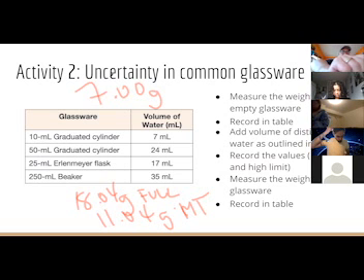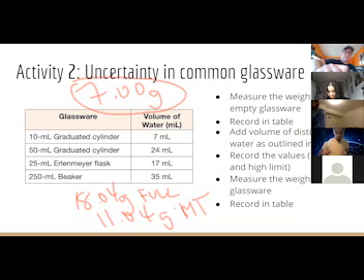Now, how am I going to convert? So my estimated volume is 7 mils. How do I determine what the actual volume is? Because we can do that. We can actually measure, or we can determine, we can calculate what the actual volume of water was in that cylinder. How do we do that?